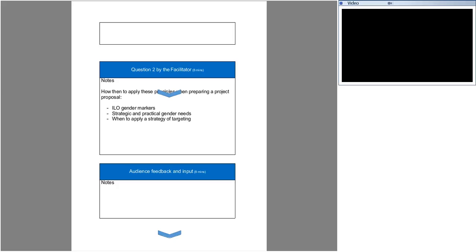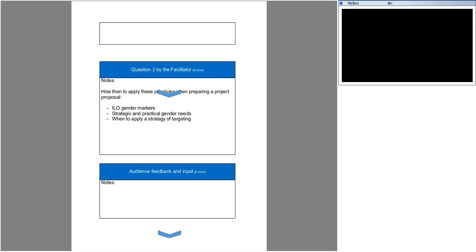Now, we find that most of the projects that are appraised get either a marker 2 or a marker 3. I'll give you the exact wordings. Marker 2 is project does not include gender equality as an outcome, but some outputs and/or activities specifically address gender issues. And marker 3 is that it includes gender equality as an outcome or in the outcomes, and that some outputs and activities specifically address gender issues.